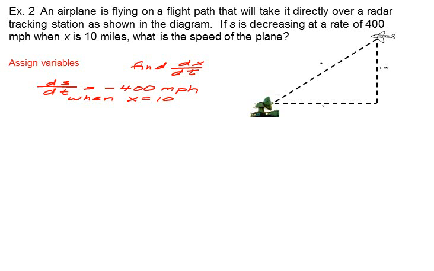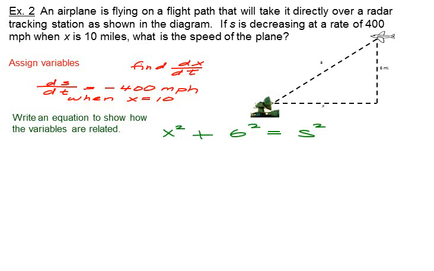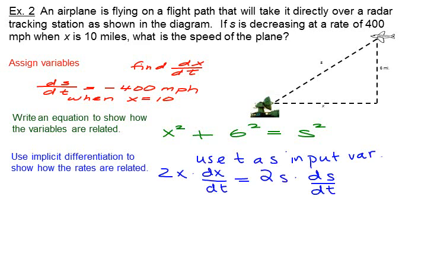Next, we write an equation showing a relationship between the variables. Since our diagram shows a right triangle, we can use the Pythagorean theorem to relate the distances. Most of our right triangle problems are either going to become the Pythagorean theorem or trig equations. In the implicit differentiation step, since we want dx/dt, we'll treat t as the input variable. So both x and s will require the chain rule, and notice the dx/dt and the ds/dt in our resulting equation.